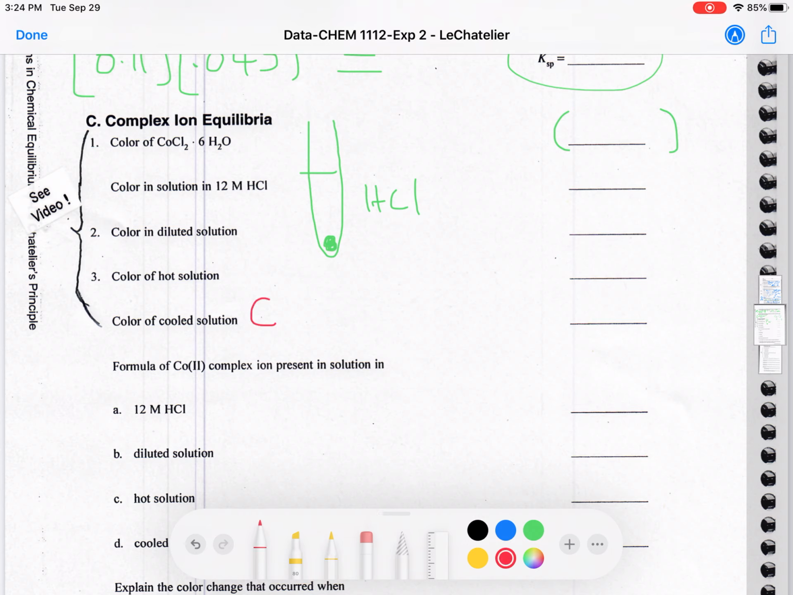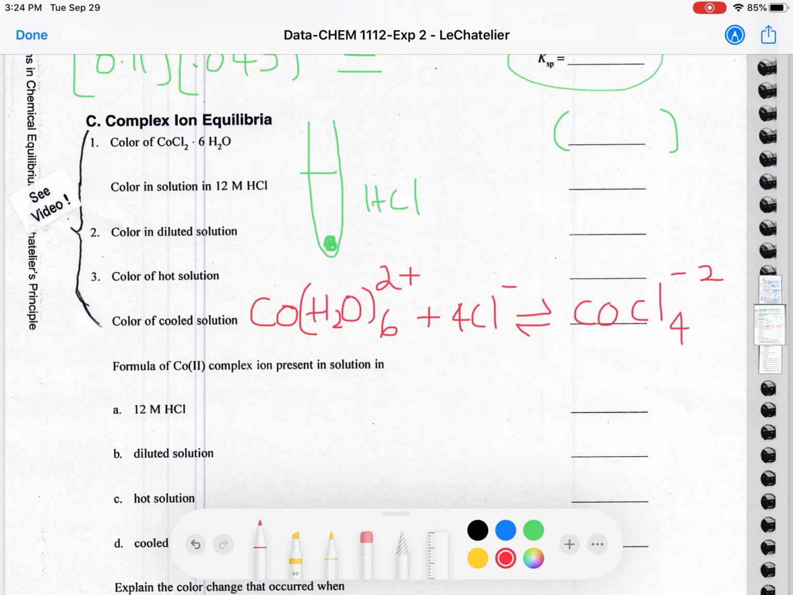Cobalt hexahydrate, 6 water molecules having charge 2 plus, and then when you add chloride, it's a ligand. Chloride, when you add, it can exchange this water molecule to give you a tetra ligand complex, cobalt chloride, CoCl4, -2 charge, plus 6 water. So this is the equilibrium of the cobalt chloride, cobalt hydrate complex in water.